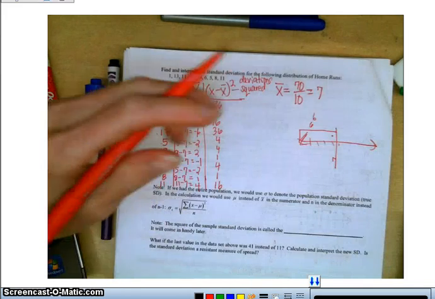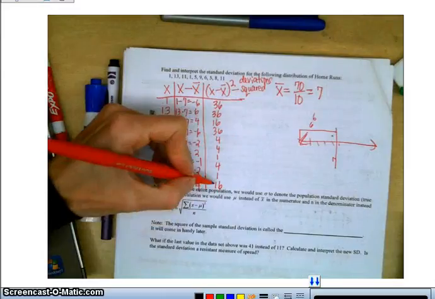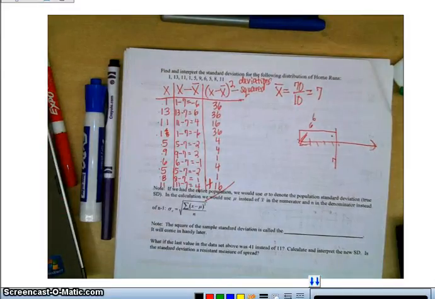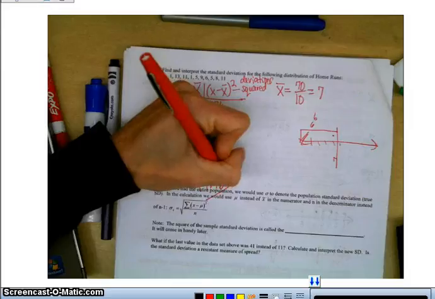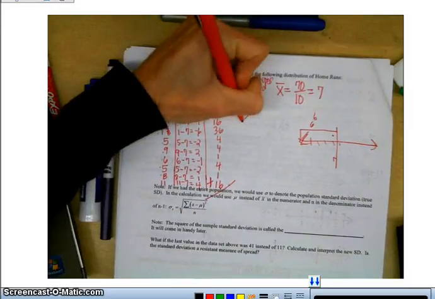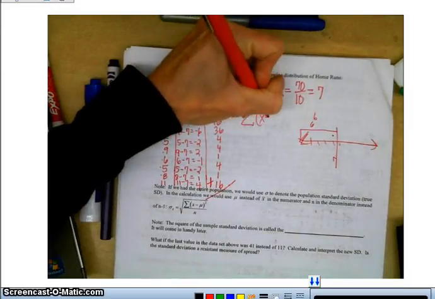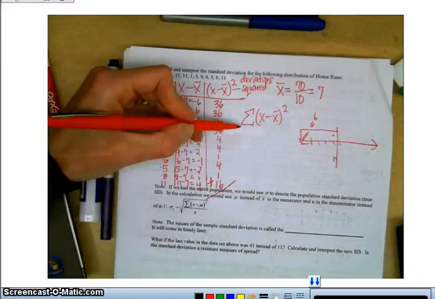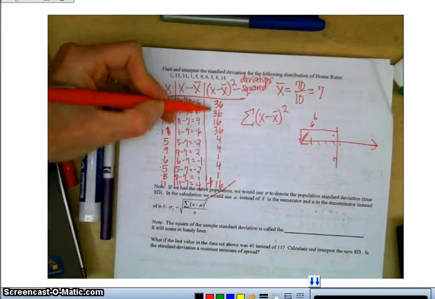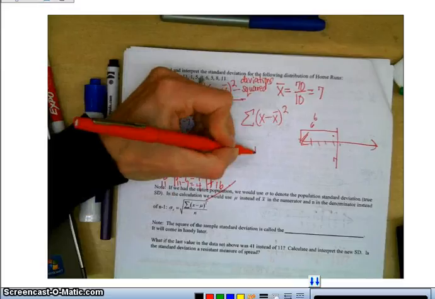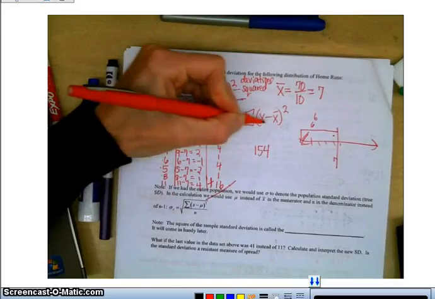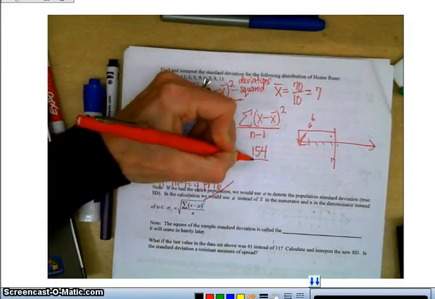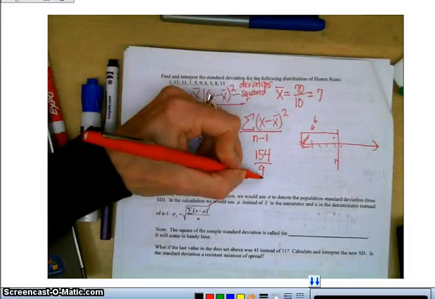So at this point we're going to add all of these values up. So we just add them up. 154. So the sum of the x minus x bar squared, that symbol means add up all of these, gives us 154. We then divide that by n minus 1 rather than just n. So 9.